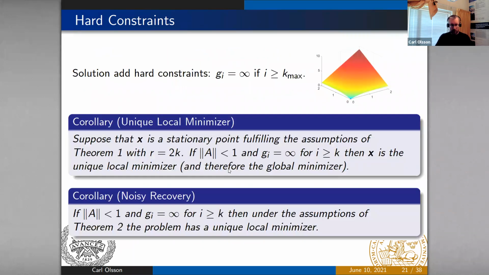The way I do that is by adding constraints. I'm not interested in cardinality larger than K max, for example. Then I put these G's to infinity and I get this nice gradient that I can work with. And you can prove that if, for example, this operator is bounded, then the stationary point I've been talking about is going to be unique. You have to have some technical things as well, but essentially that's the result.